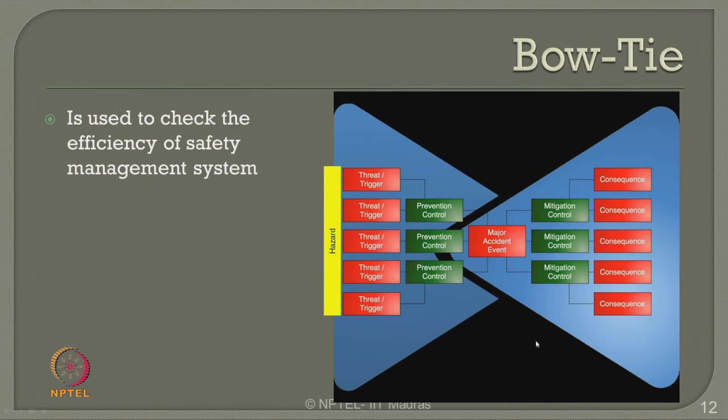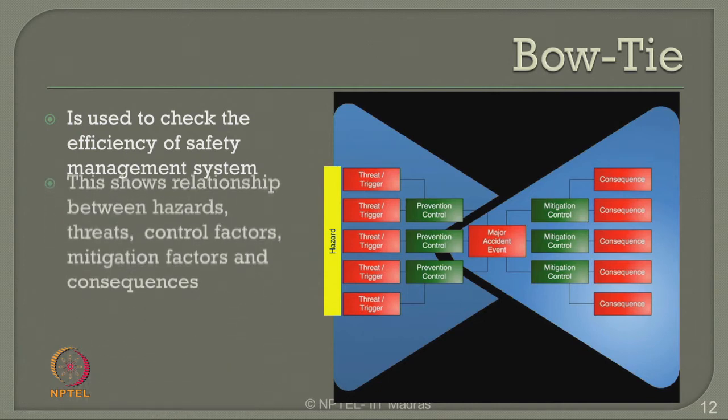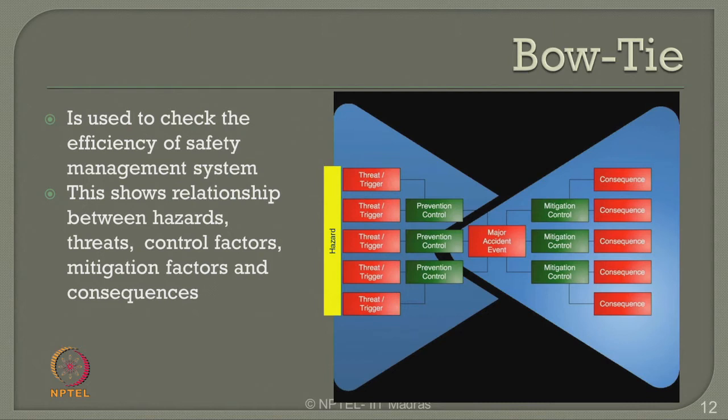So, it is very interesting: the right hand side of this bow tie talks about the consequences and the control measures. The left hand side, which is the bow, talks about the scenario and the prevention mechanisms. So, integrally together, this is called a bow tie analysis system, which is generally used only to review or check the efficiency of the existing safety management systems in place. So, this shows a relationship between the hazards, the threats, the control factors, the mitigation factors, and subsequently the consequences that arise from the hazards.